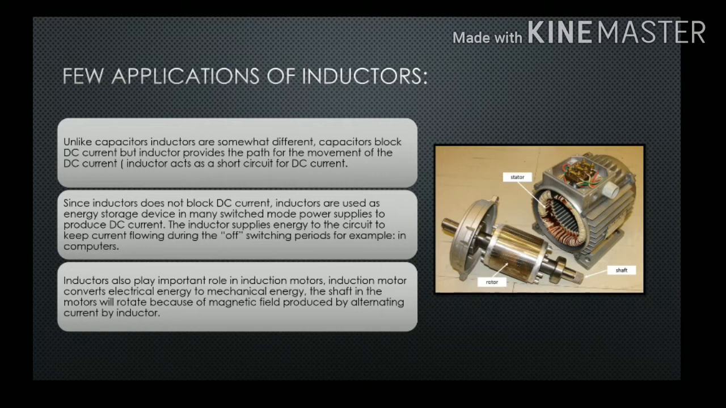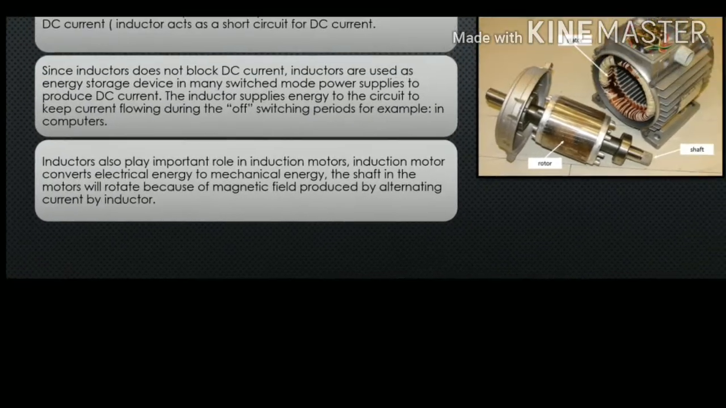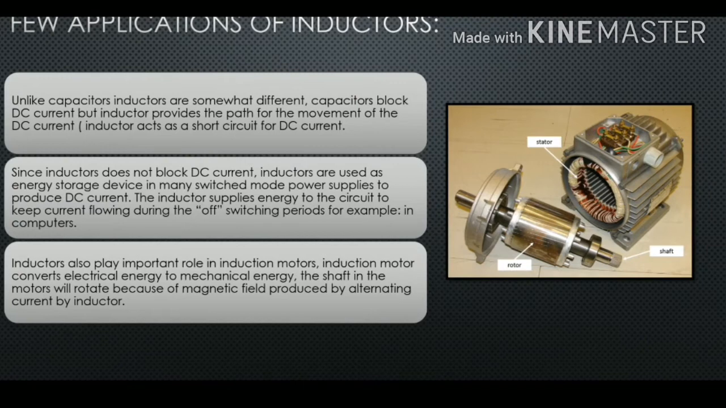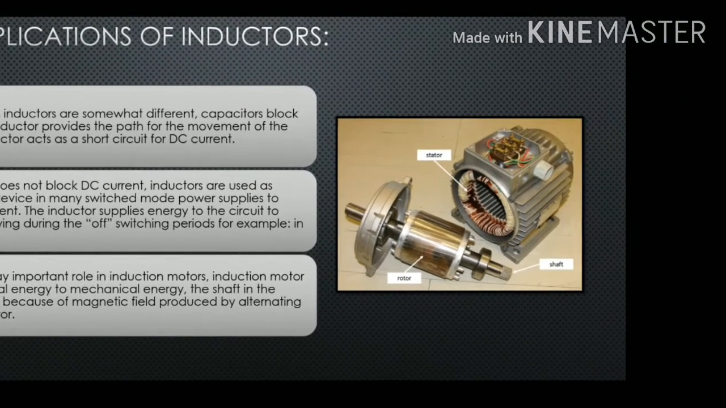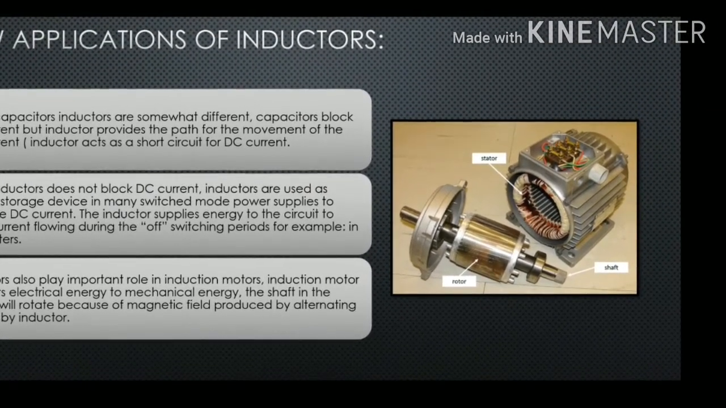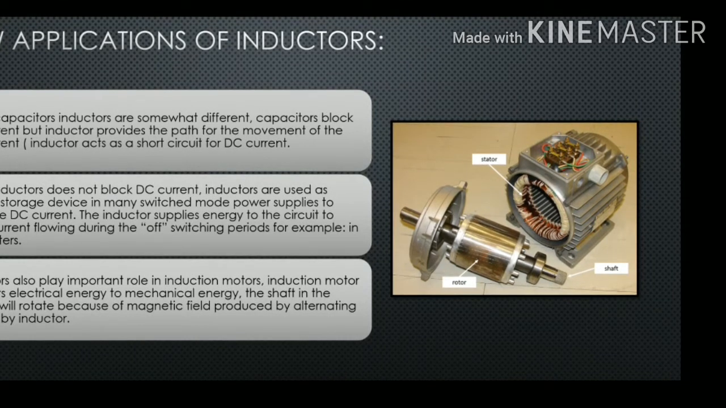Inductors also play an important role in induction motors. An induction motor converts electrical energy to mechanical energy. The shaft in the motor will rotate because of the magnetic field produced by the alternating current due to the inductors. Here you can see this is the shaft of the induction motor, and this coil represents the inductor. This shaft rotates due to the magnetic field produced by the alternating current, and this magnetic field is produced only by the inductor in the stator.